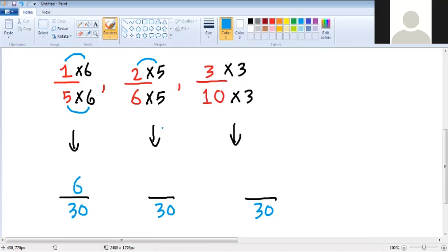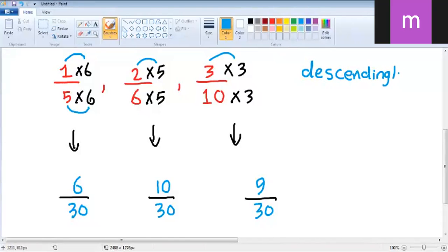Then what is 2 times 5? 10. The last one, 3 times 3? 9. Now can we order them? Order them, please, ascendingly or descendingly. Do you know the meaning of descendingly? Descendingly means from the biggest one to the smallest. You understand? Yes.